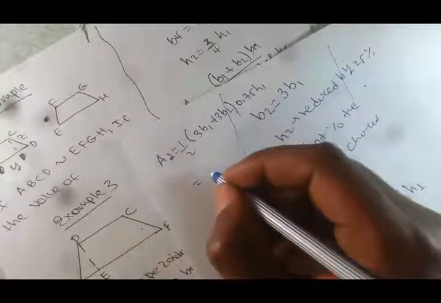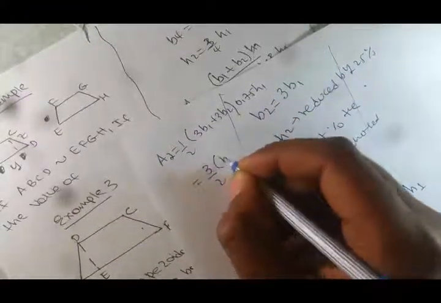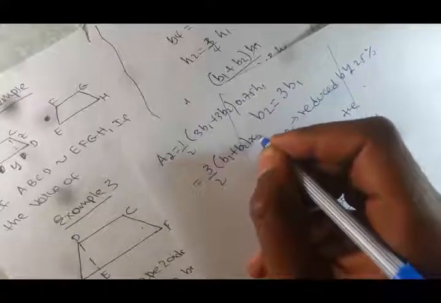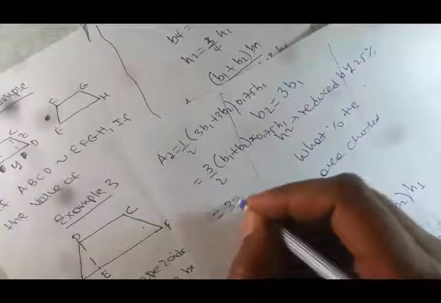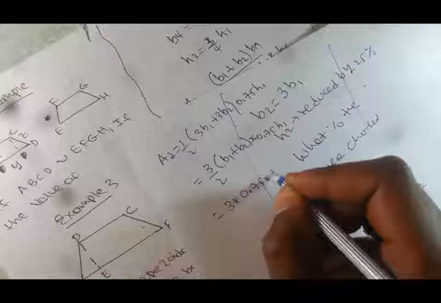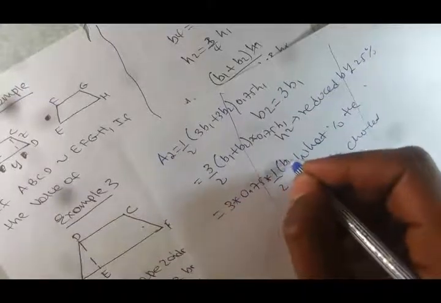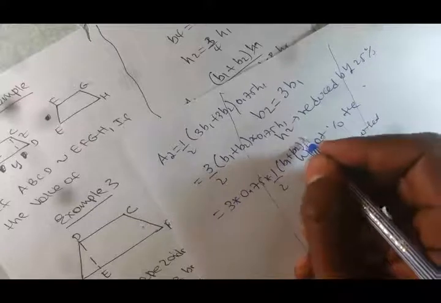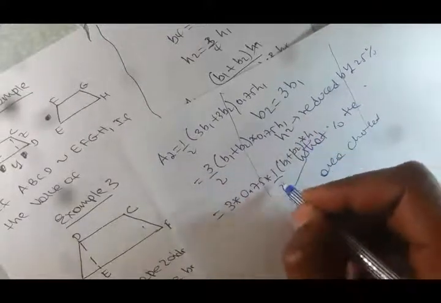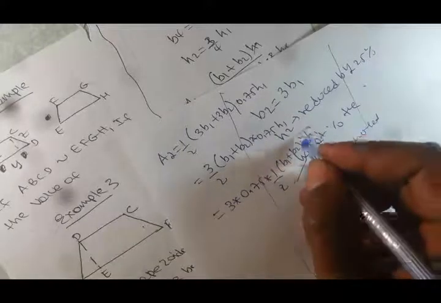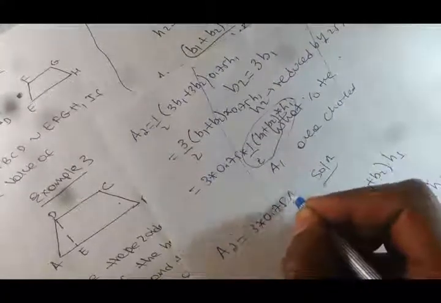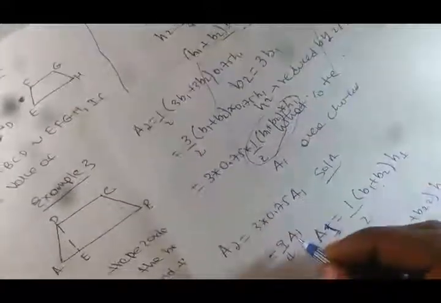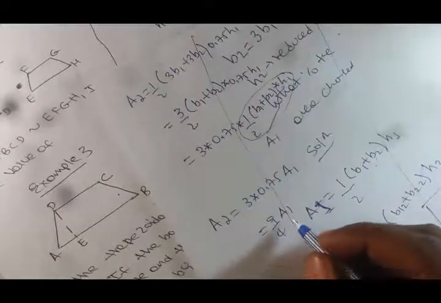So when we take 3 as common, 3 over 2 times (B1 plus B2) times 0.75 H1. So let's write 3 times 0.75 times 1 over 2 times (B1 plus B2) times H1, and we already know that 1 over 2 times (B1 plus B2) times H1 is equal to what? A1. Therefore, A2 is equal to 3 times 0.75 times A1. Therefore, this is equivalent to 9 over 4 times A1.